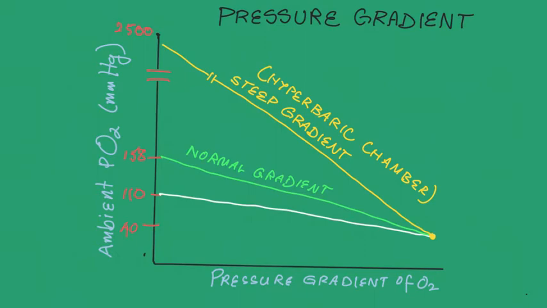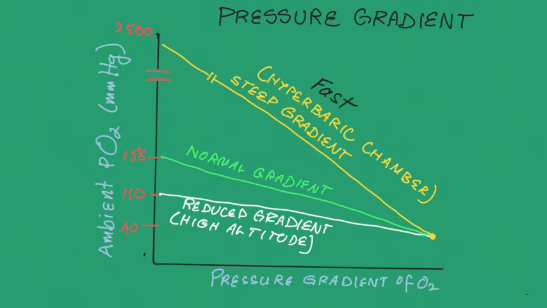The third situation is represented by the white line and is at high altitude. At high altitudes, the ambient partial pressure of oxygen is only 110 millimeters of mercury. In this situation, the gradient is reduced and therefore the diffusion of oxygen is also slowed down.